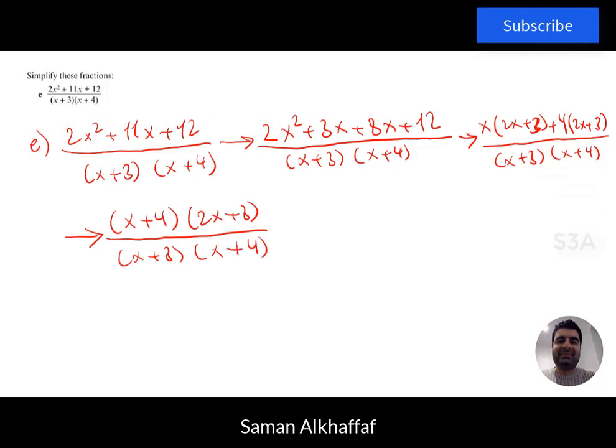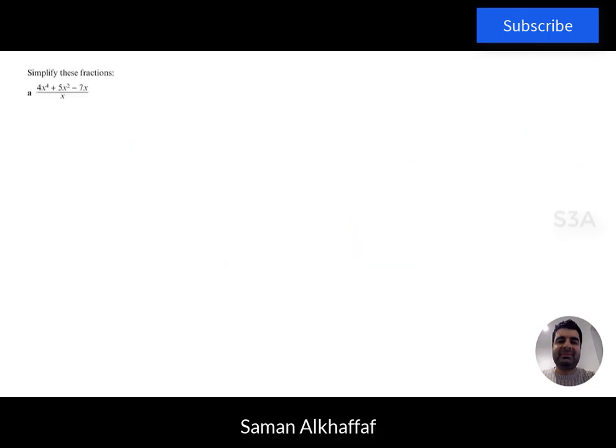So now we can eliminate the x plus 4 from the numerator and the denominator, so that will give us 2x plus 3 in the numerator, and the denominator will have x plus 3, and this will be our answer for simplifying this expression.